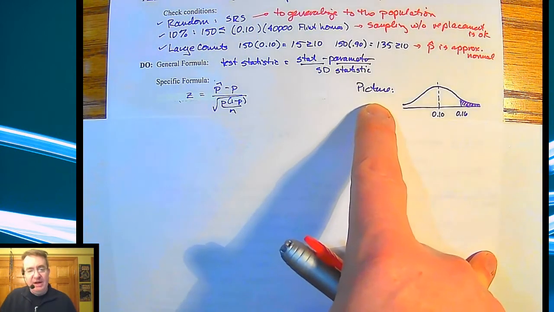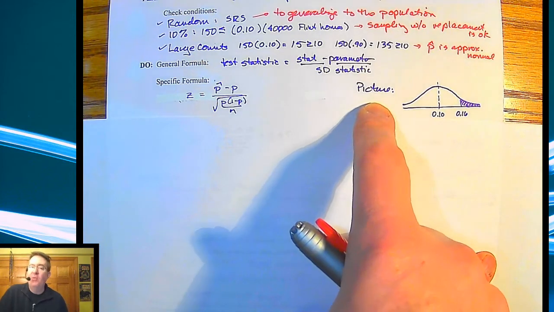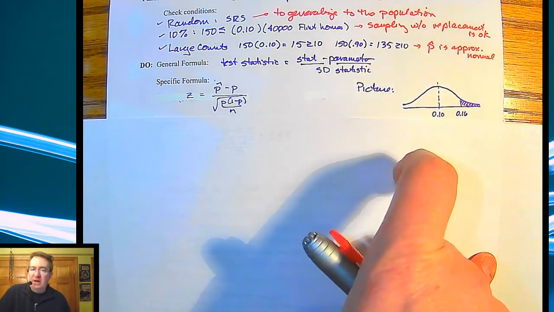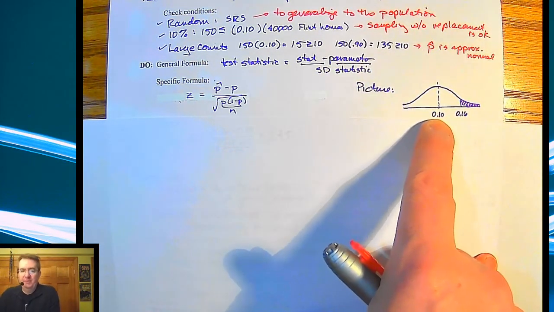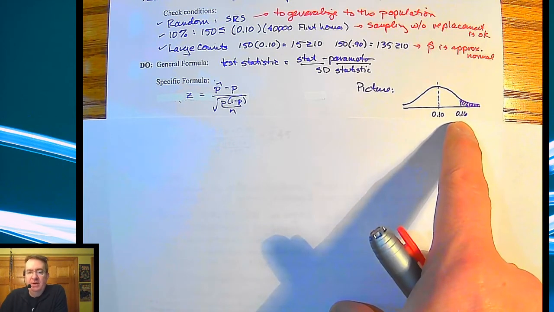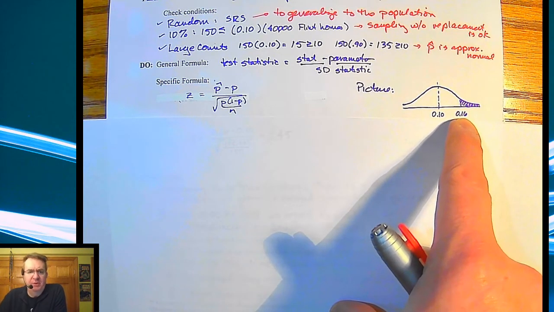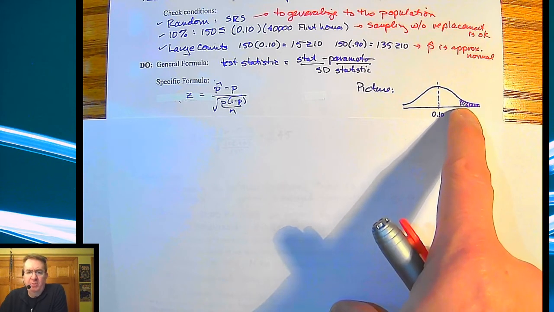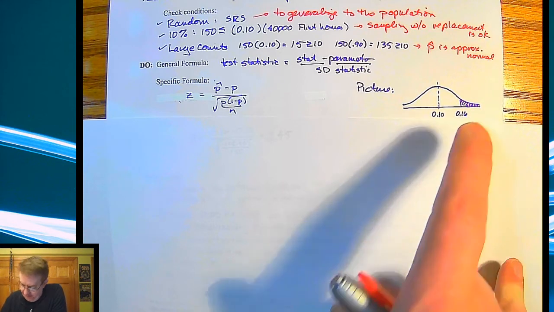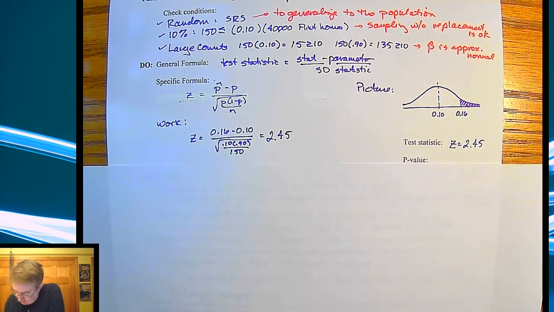And our picture, again, is to help us get a sense of where we're going, what sides we're doing, things like that. So I've got 10% here. I've got 16% here. It also drives home that we're doing it as a normal curve, and I want to go bigger than 16%. So then we're going to go through and do our work.